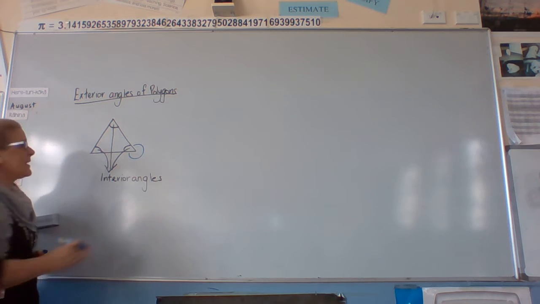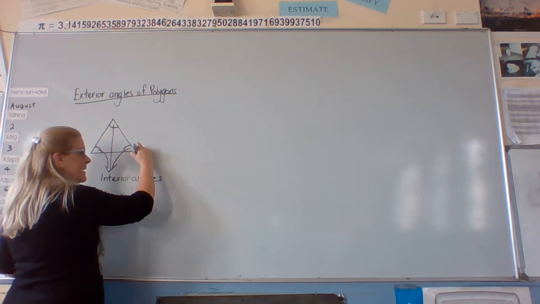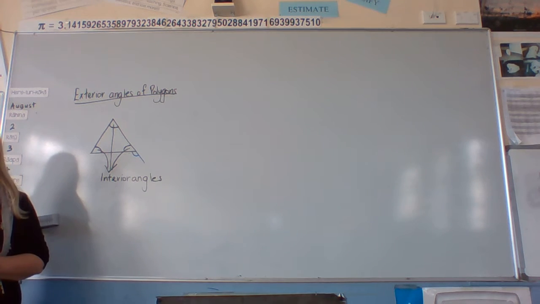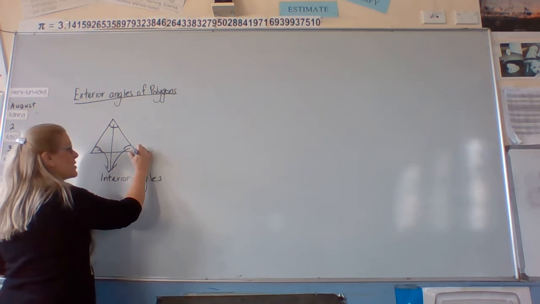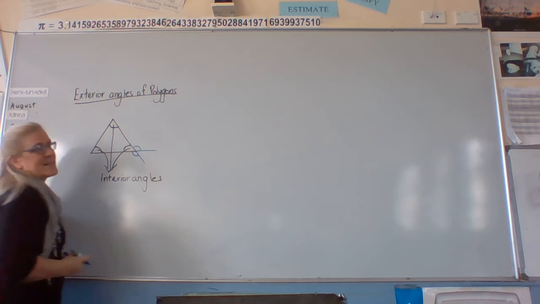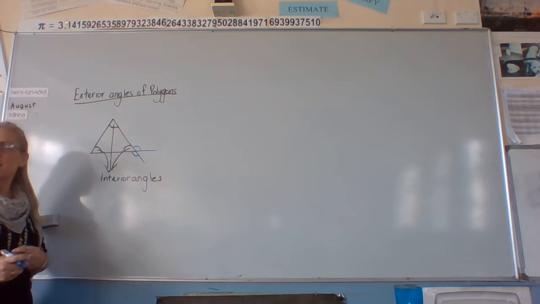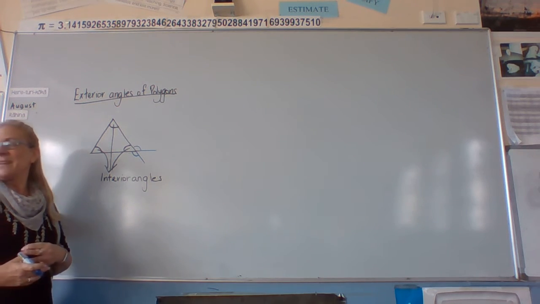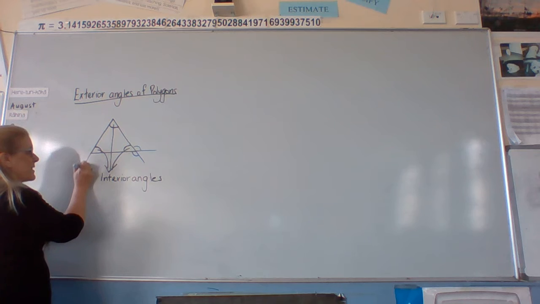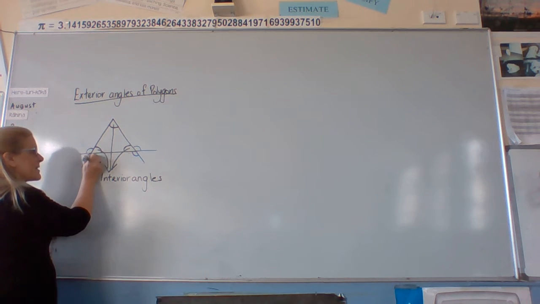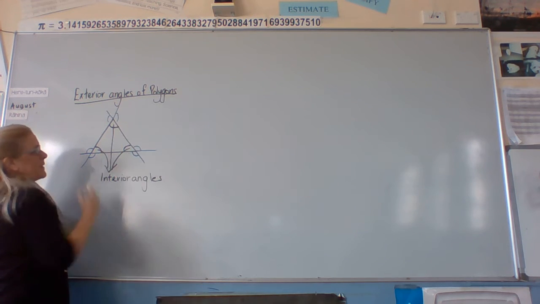All right? An exterior angle is one that ties together with an interior one. So every vertex or every corner of a shape actually has two exterior angles. And guess what? They're the same. Why are they the same? Because they are vertically opposite angles. So this one and this one. This one and this one.